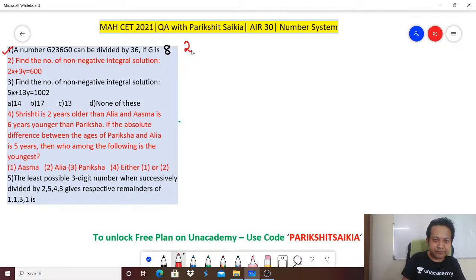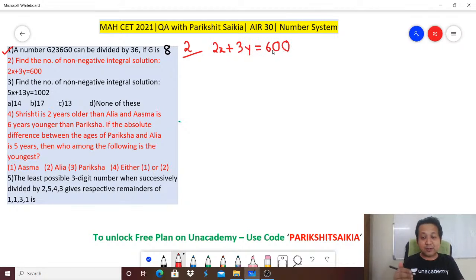Question number 2. Find the number of non-negative integral solutions for 2x plus 3y equals 600. Now I am sure that if there are two equations, you know how to do it. Let's say there is another equation, 5x plus 7y is equal to, let's say, some number 120. You can solve the two equations, get the values of x and y. But let's say there is only one equation, like in our question. How will you solve this? It's very easy. There is a direct shortcut for this.